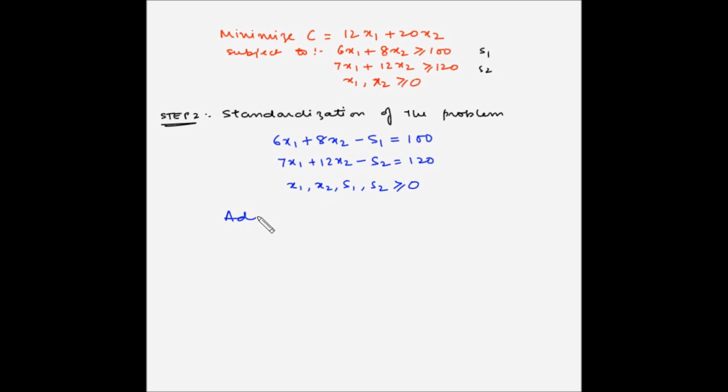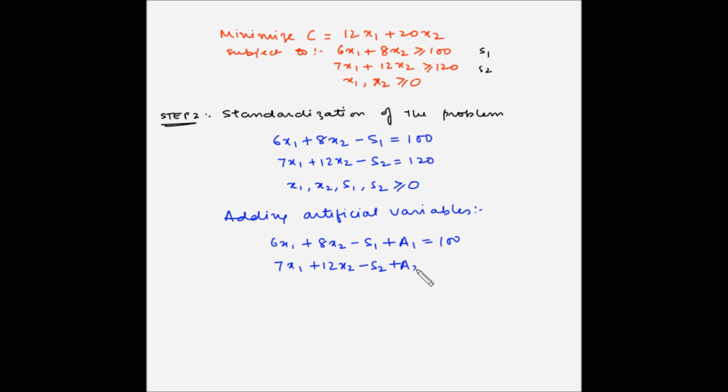So adding artificial variables, we get 6x1 plus 8x2 minus s1 plus a1 is equal to 100, and 7x1 plus 12x2 minus s2 plus a2 is equal to 120, and x1, x2, s1, s2, a1, a2 are greater than or equal to 0.